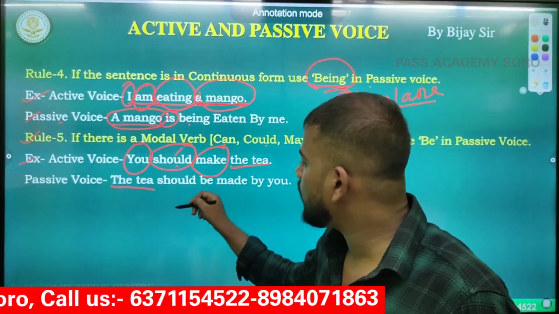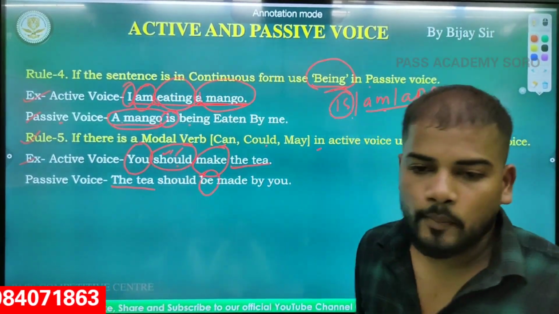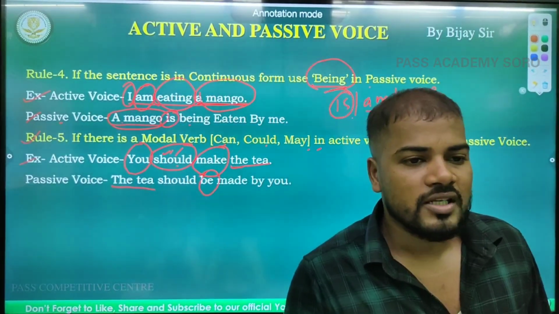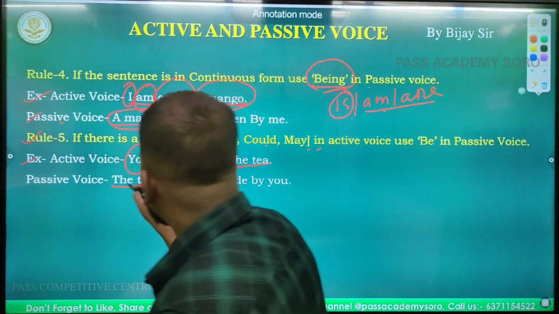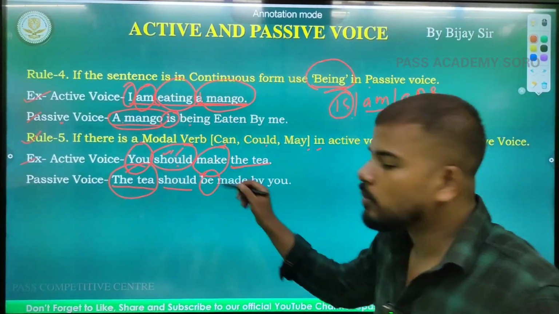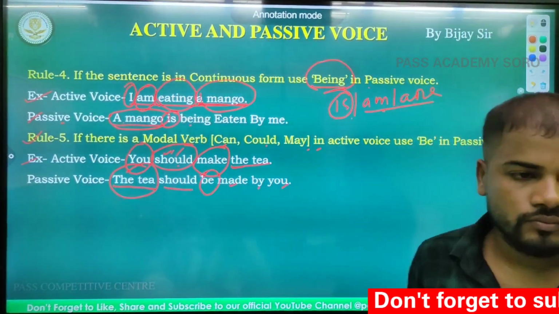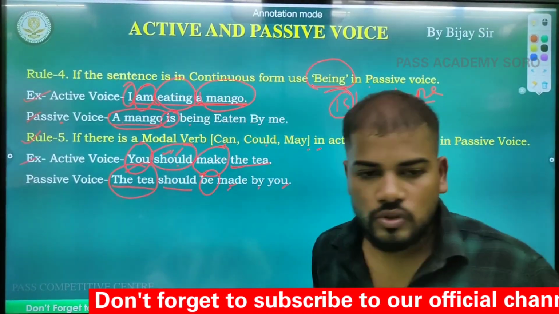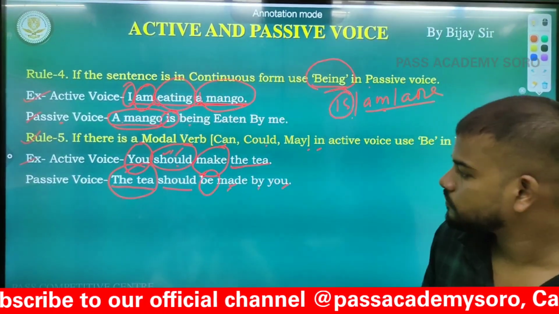Then should is the helping verb and we use simple be here because it is a modal verb, and according to our rule, if there is a modal verb we will simply put be with the modal verb in passive voice. So here we did the same. The tea should be the third form of make, made by you. You is the subjective form and also the objective form of you, the same you.